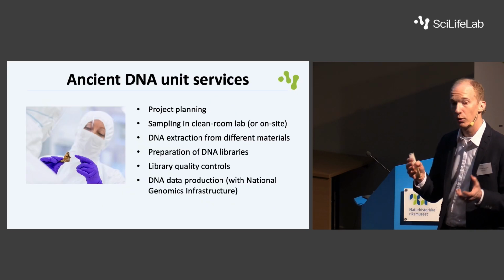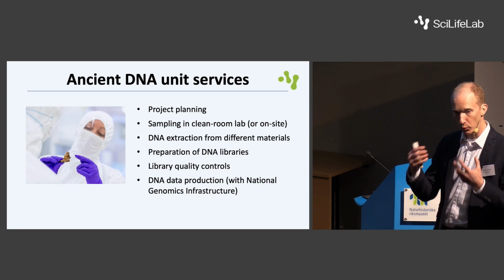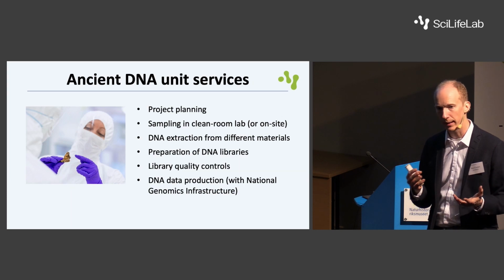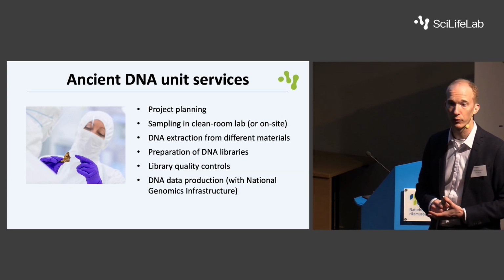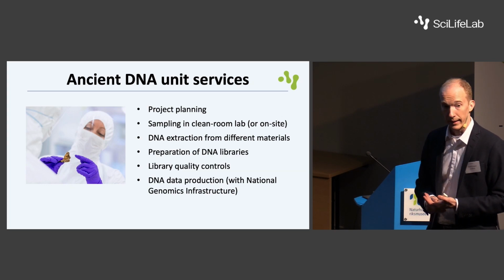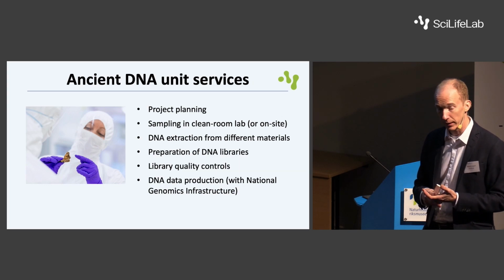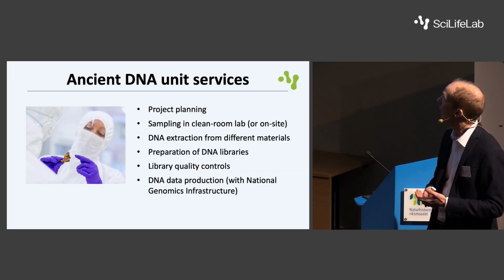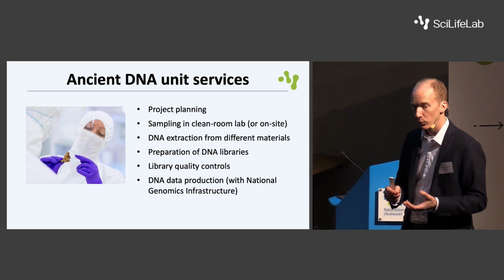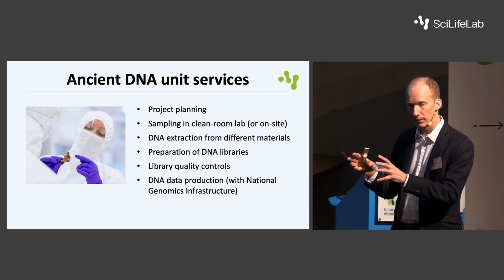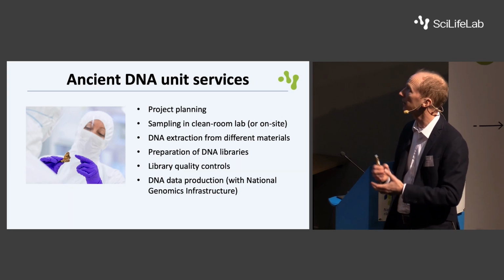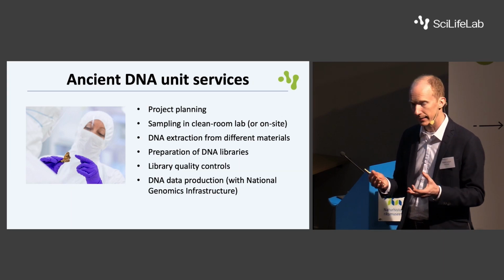So what can we actually do from the perspective of the Ancient DNA unit? So of course, an important part is engaging in project planning, assisting with a discussion about how an ancient DNA analysis can support whatever research a researcher is engaging in. We can help with sampling in clean room, potentially also on-site. We can perform DNA extraction from various types of material in this clean room environment. We can process this DNA to make it suitable for DNA sequencing. We can check those DNA libraries before actually sending them for sequencing. And then we can assist with DNA data production.